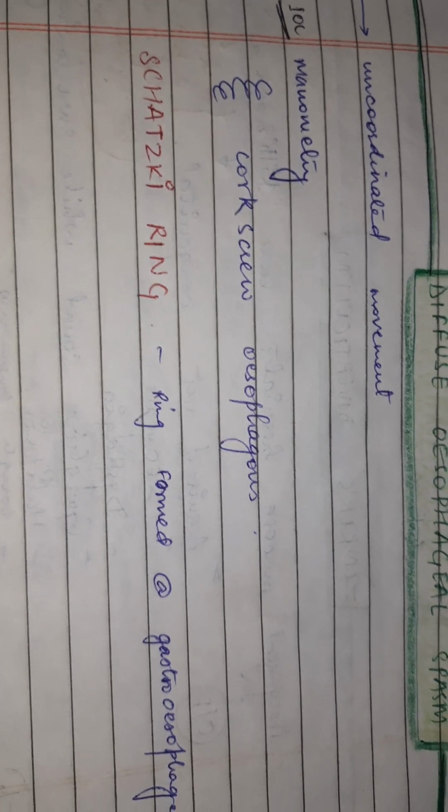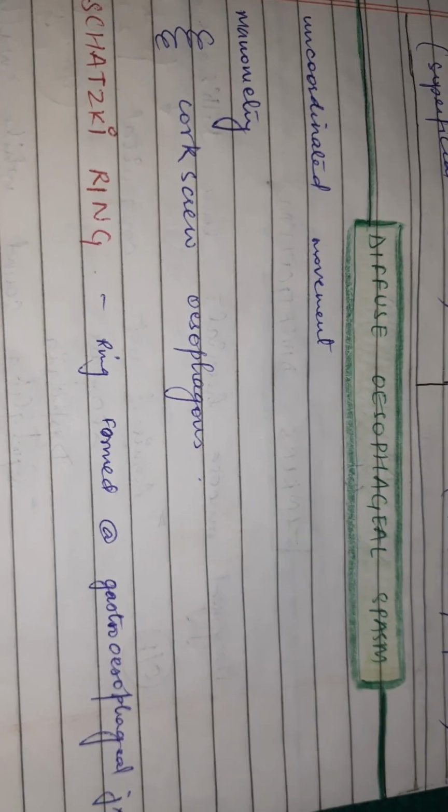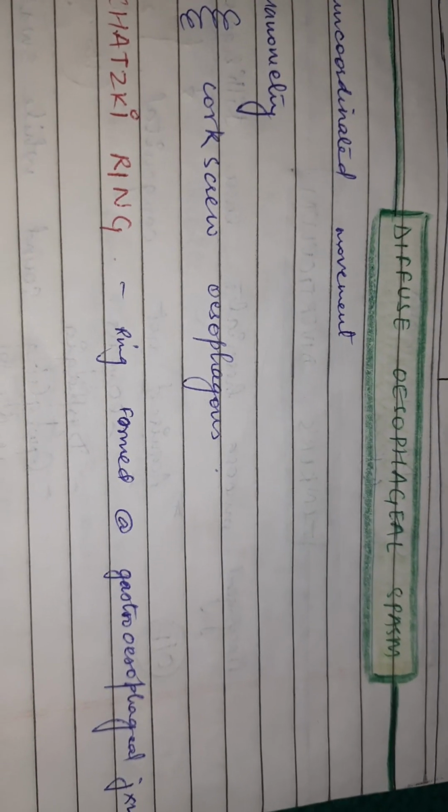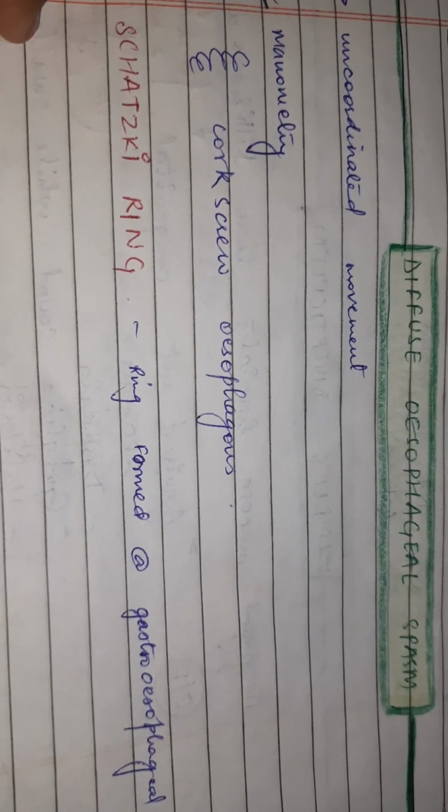Here, a Schatzki ring is formed at the gastroesophageal junction. There's a ring formed at the gastroesophageal junction, which is called a Schatzki ring.